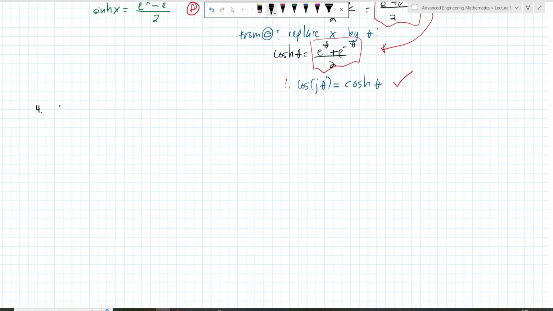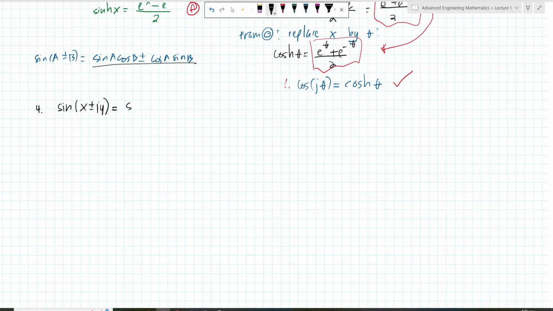If we have the sine of x plus or minus jy, the trick is to know how to rewrite the sine of a plus or minus b. We know that sine of a plus or minus b is sine a cosine b, plus if plus, minus if minus, then cosine a sine b. So first, you have to expand this in this manner.